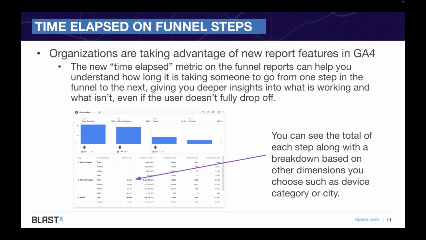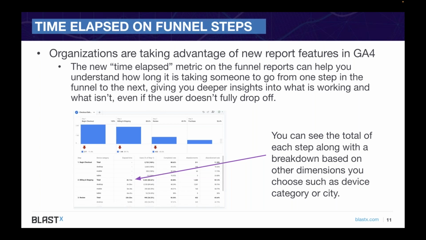And then there's this little toggle that says time elapsed. What it allows you to do is see the amount of time it took people to go from one step to the next. In GA Universal, there are a few funnels that you can see, but really all they provide is: did they move to the next step or did they drop off? That's it. So you're saying, okay, this has a high drop off rate. Okay, let's figure that out.